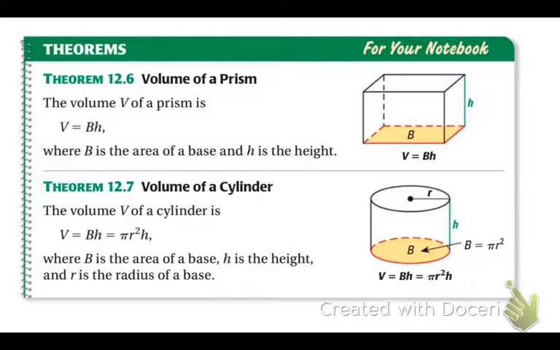Okay, so in this section we're going to look at the volume of a prism and the volume of a cylinder. Okay, these two items. So remember, a prism is made up of two bases, and the bases are opposite each other.